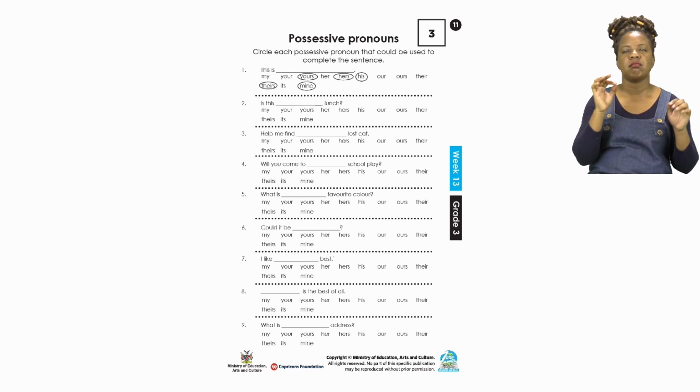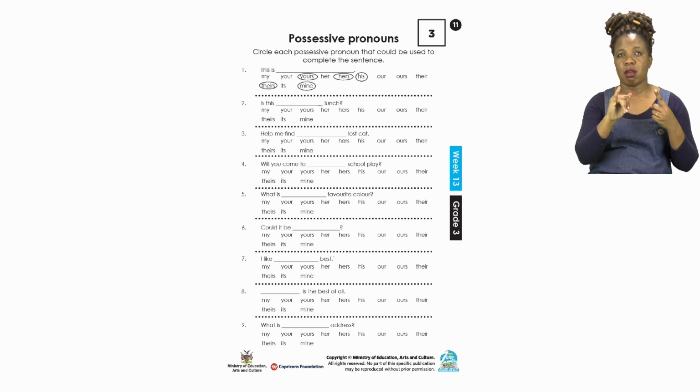Yes, my is correct. Remember, we're looking for possessive pronouns, words that show ownership. And the word my shows ownership. So you can circle the word my for number 5. Let's continue trying to look for more for number 5. Let's start with yours. What is yours favorite color? No, the word yours in this case does not fit, so please do not circle it. Let's try the word his. What is his favorite color? Well done, the word his does fit the sentence, so you are going to circle it.